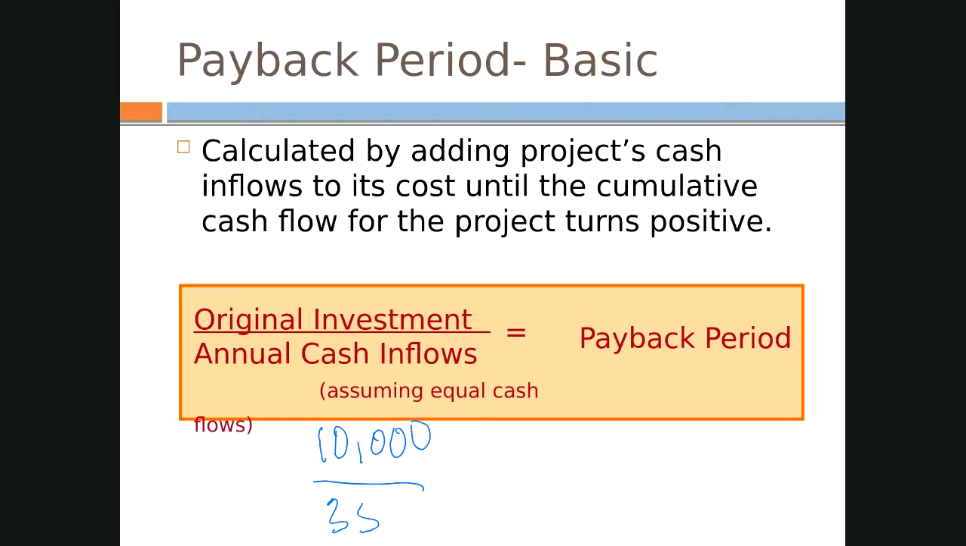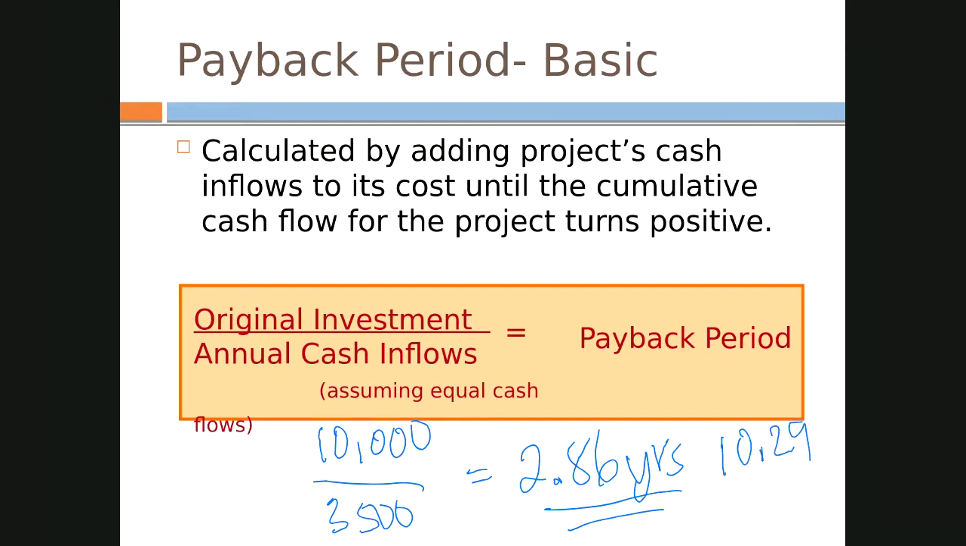So kung kukunin natin yung payback period, that is just 10,000 divided by 3,500. So that will be 2.86. Ibig sabihin, 2.86 years, recovered mo na yung investment mo, which is 10,000. Ngayon, yung 0.86, pwedeng i-convert into number of months. Kasi, syempre, 2 years yung 2. Yung 0.86 is less than 1 year. So, yung 0.8571428571, i-times ko ng 12. So, pag lumabas yon, that's 10.29. So, 10.29. Ibig sabihin, 2 years and 10 months.